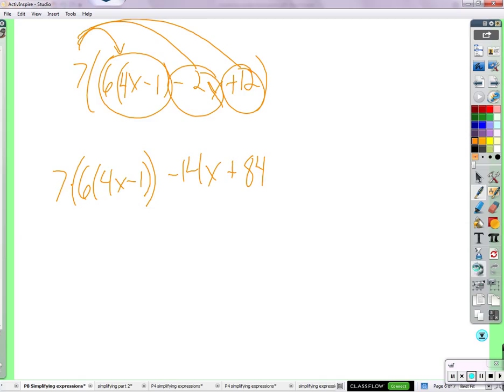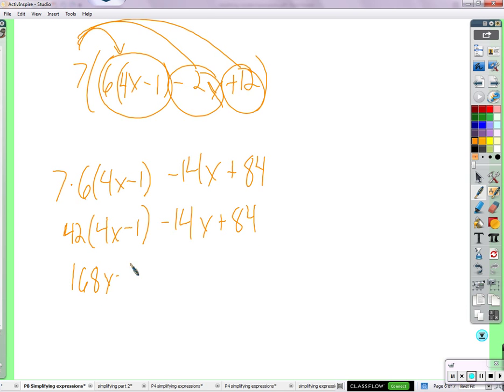So we could do that, and it would be absolutely correct. We could also say 7 times 6 is 42, and distribute 42 into this. 42 times 4 is 168, minus 42, minus 14x, plus 84. 168x minus 14x is 154x. Negative 42 plus 84 is 42. If you distribute the 6 first, and then combine terms, and then distribute the 7, you get the same thing.